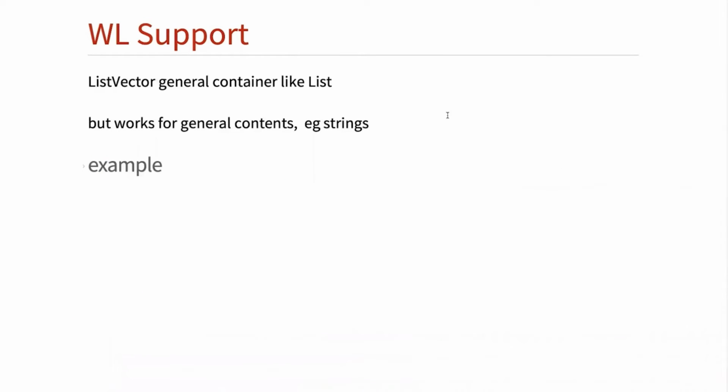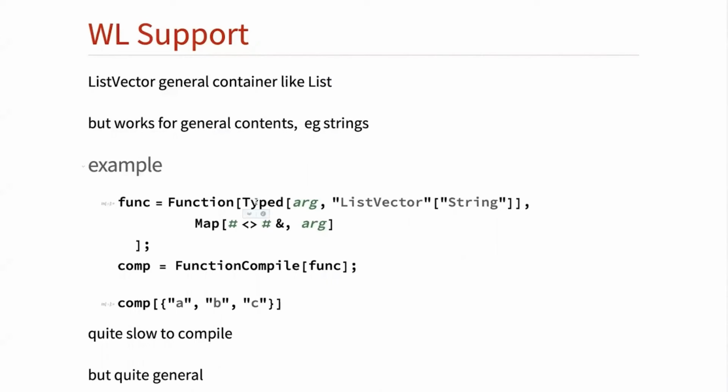There's another type of container. Packed arrays and numeric arrays are very good for numerical processing, but they're not very general. They can't be ragged, they have to be rectangular, and they can't work with general content. To support this sort of thing, we made something called a list array that I'm going to demonstrate here.